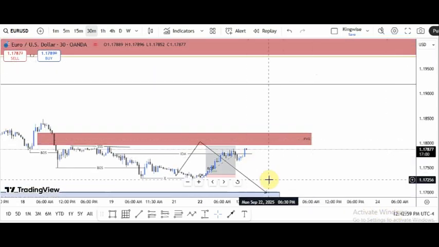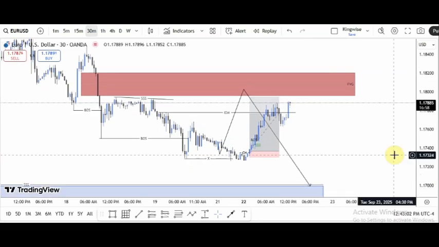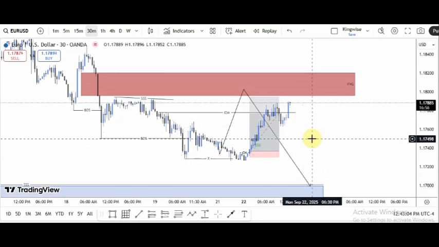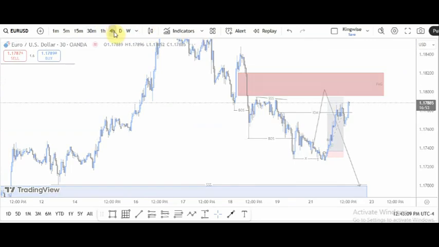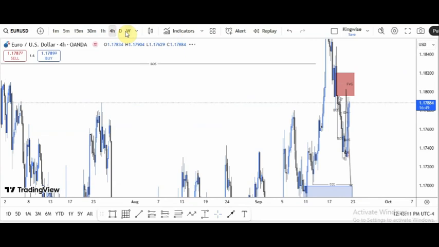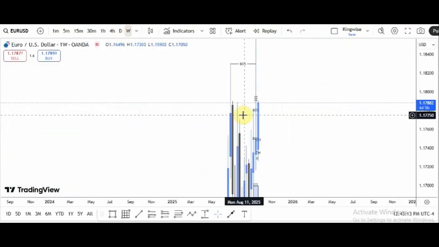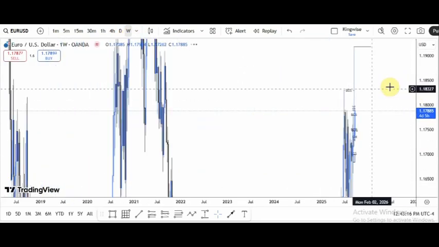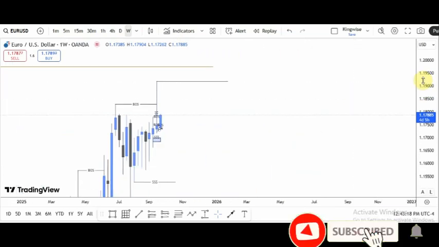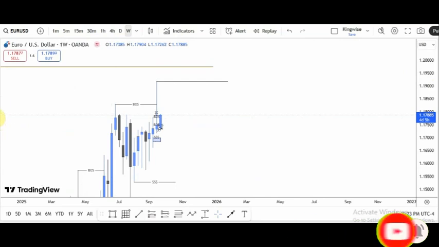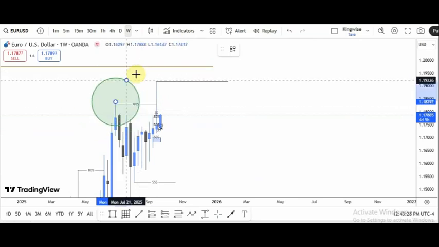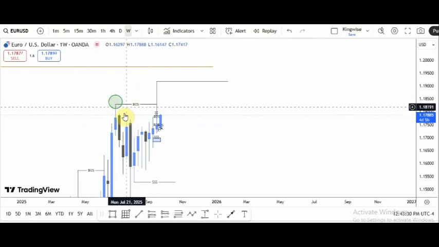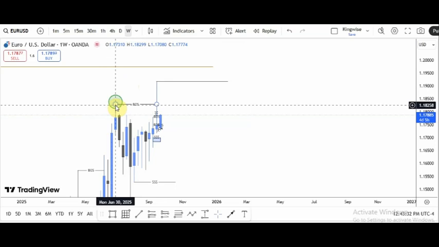So, okay, this was the trade I took today. But let's just go to the 4-hour time frame. Or let's start from the weekly. Now, this is the weekly time frame. You see this high here. This high here, I told you equal highs.